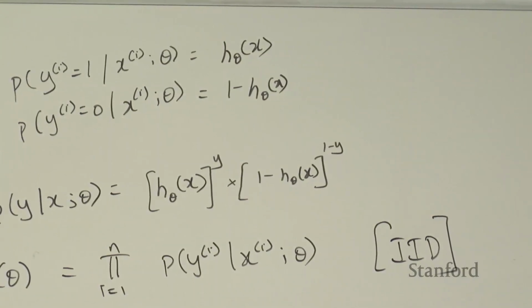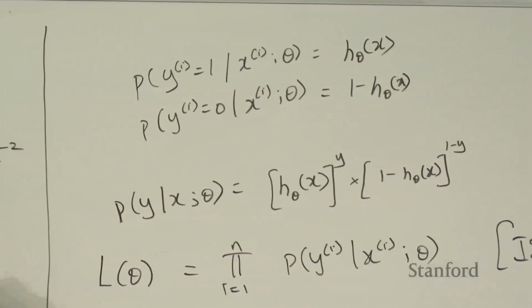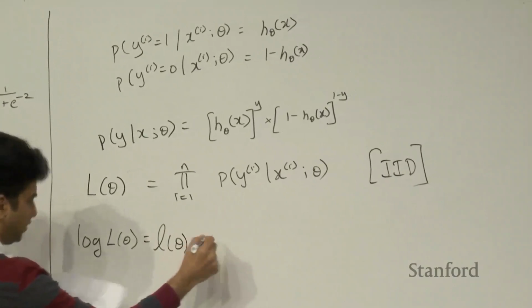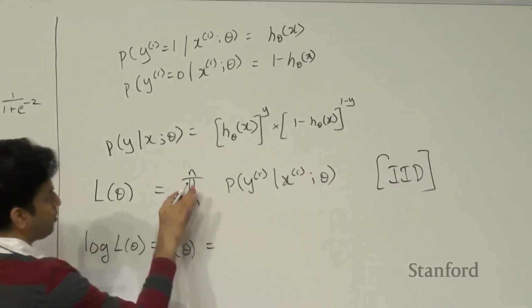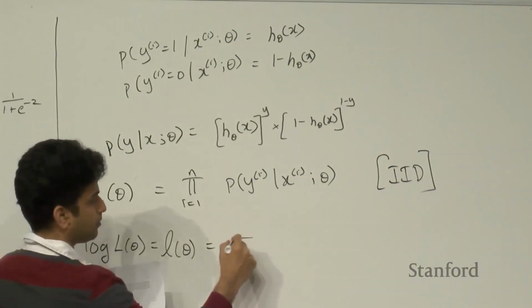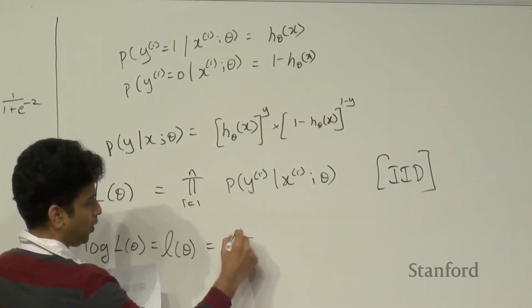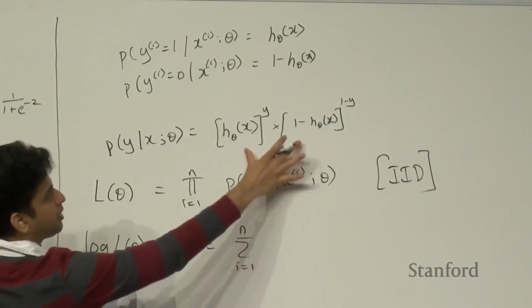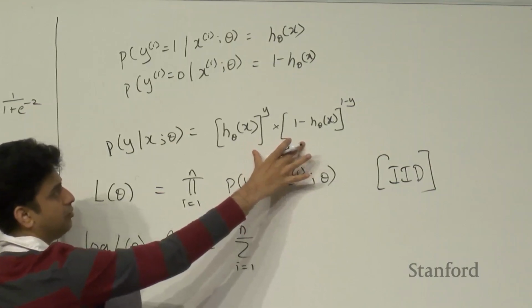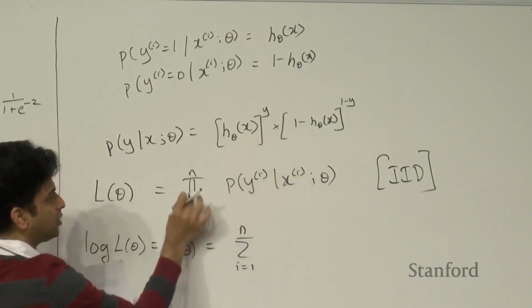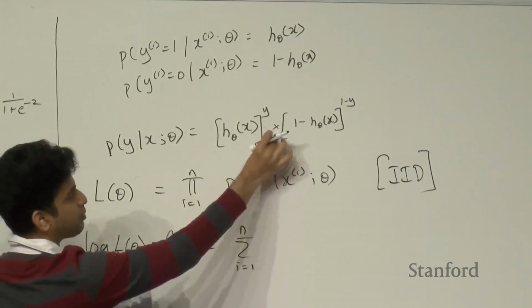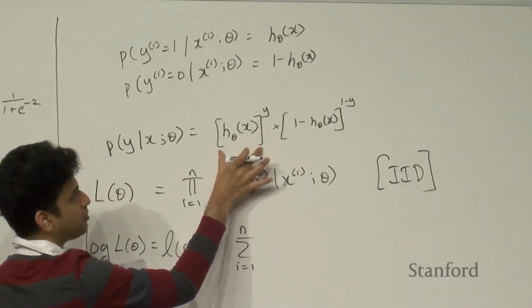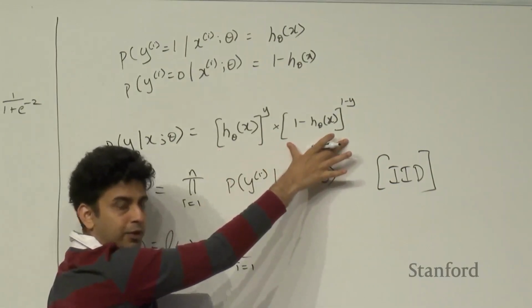Just as before, we take the log likelihood, log L of theta, which is also commonly written as small l of theta, right? And this is going to be equal to the product changing into the sum, 1 to n, and we apply the logarithm to this term. Again, the product breaks into a sum, this product broke into a summation, and this product is also going to break into a sum of two terms. It's going to be log of this term plus log of this term, right? Yes, question?